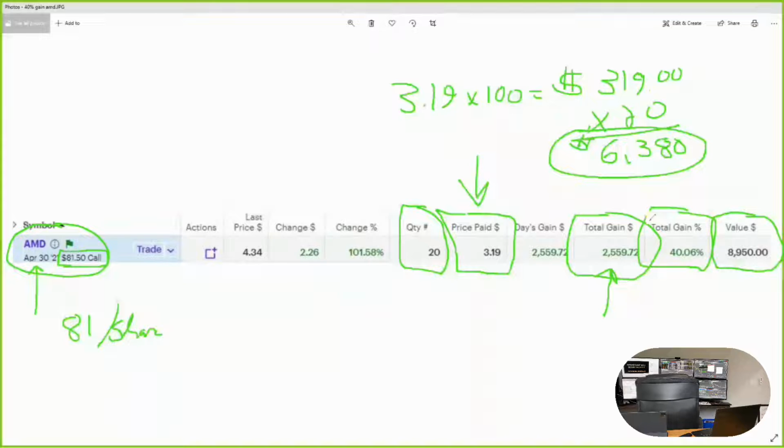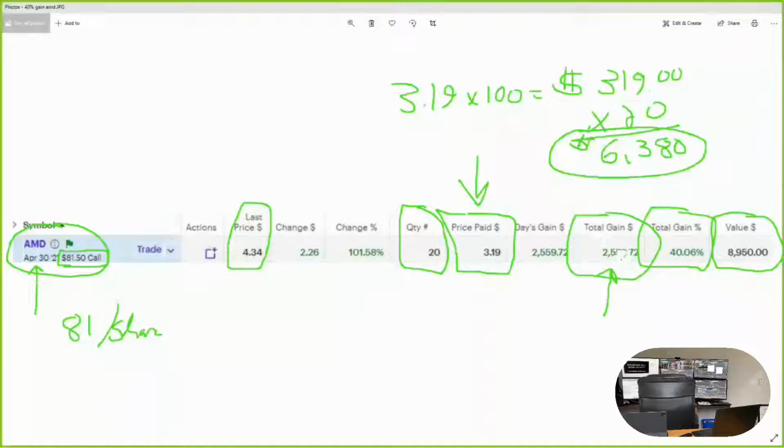Okay, guys. So again, a 40% gain in just about a half hour on this trade. It's incredible. Now I'm going to show you the AMD. So right now, the last traded price was $4.34. Now that might be the last traded price, but it might be higher or lower depending. So 4.34, divide that by 3.19. That's a 36% gain. So that was the last price. If the bid and the ask are higher than the last price, it'll go based on the bid. So that's why it's a 40% gain.